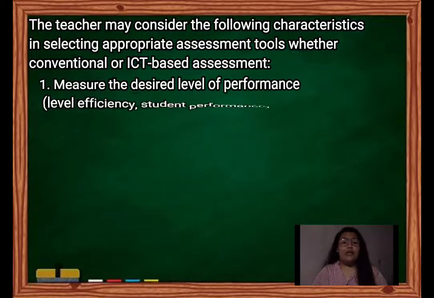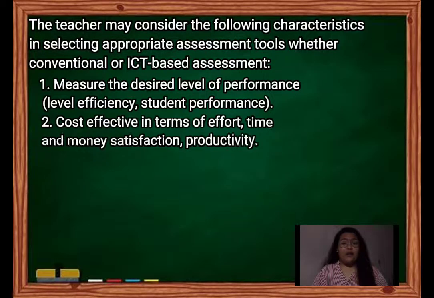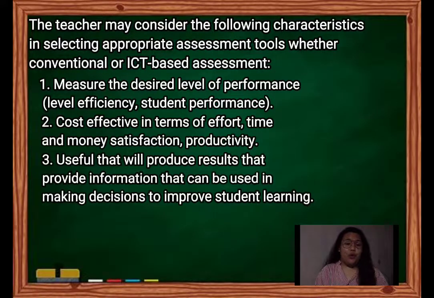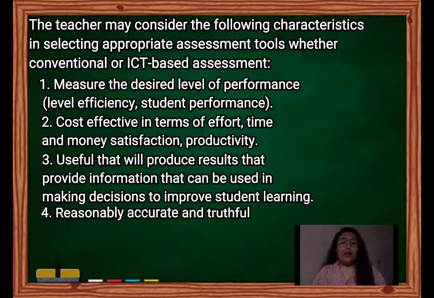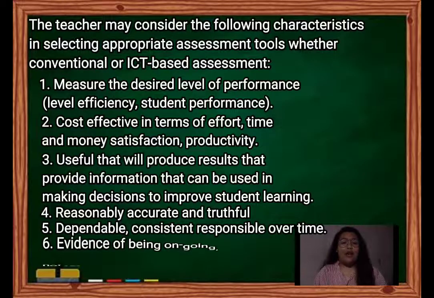Number 1, measure the desired level of performance, level of efficiency or student performance. Number 2, cost effective in terms of effort, time and money, satisfaction, and productivity. Number 3, useful, that will produce results that provide information that can be used in making decisions to improve student learning. Number 4, reasonable, accurate, and truthful. Number 5, dependable, consistent, responsible, and over time. Number 6, evidence of being ongoing, not once and done.